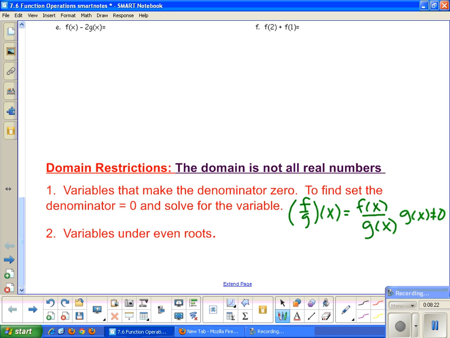And the second one is variables underneath even roots, because remember, we can't have a negative underneath the radical because it becomes imaginary. We are not going to talk about number 2, really. We're going to only deal with number 1. So this is what we need to look out for. If we don't have a variable in our denominator, then that means that our domain will be all real numbers. So if no restrictions.